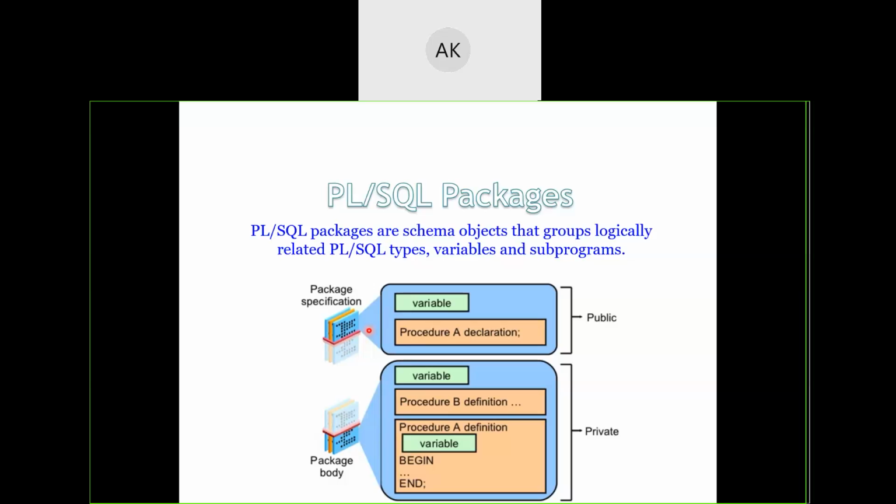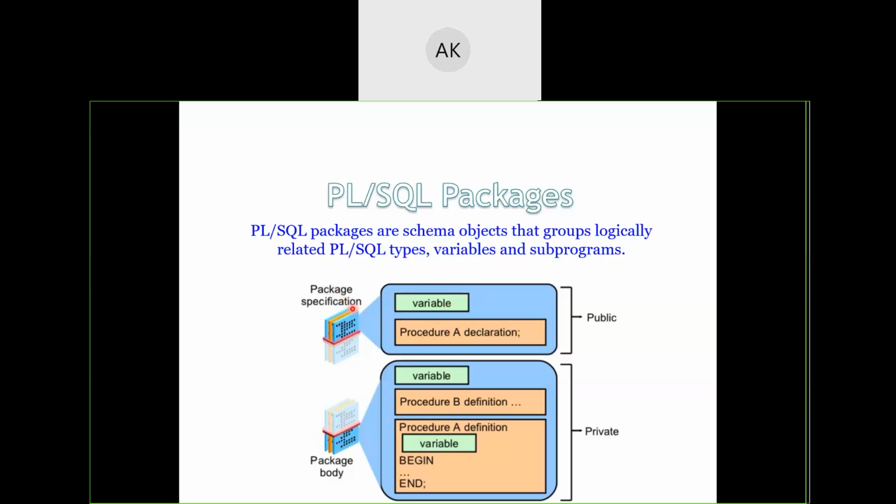Whenever you want to create a package, there are two parts of the package. One is the package specification, the second is the package body. Package specification will contain the declaration of all the types, variables, and subprograms. It will only contain the declaration of those things, whereas the package body will contain the definition of those types, variables, and subprograms. So in the specification, you will not write any logical statements. Logical statements will be written in the package body.